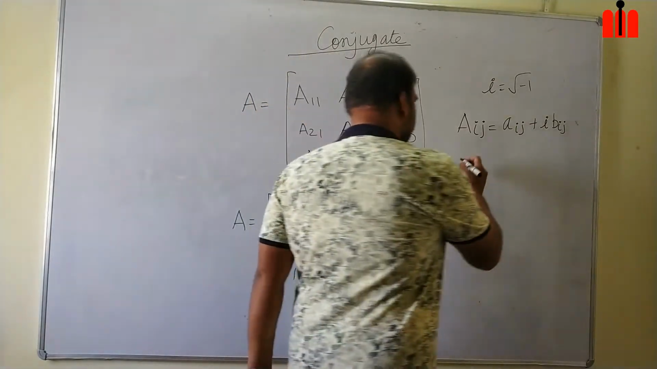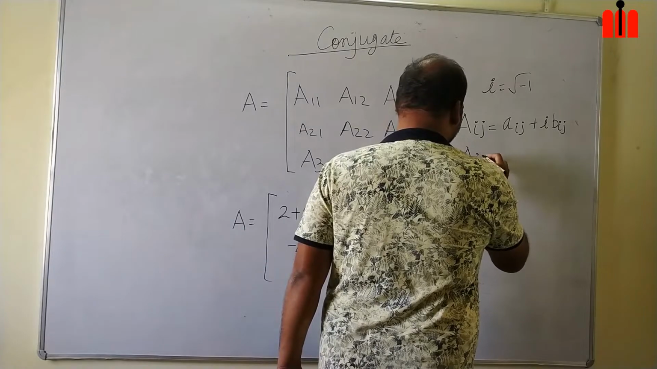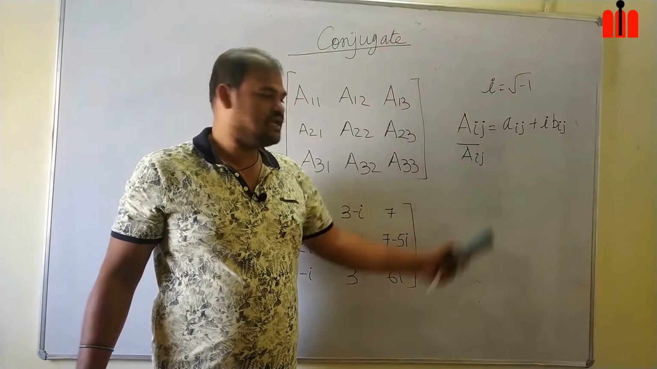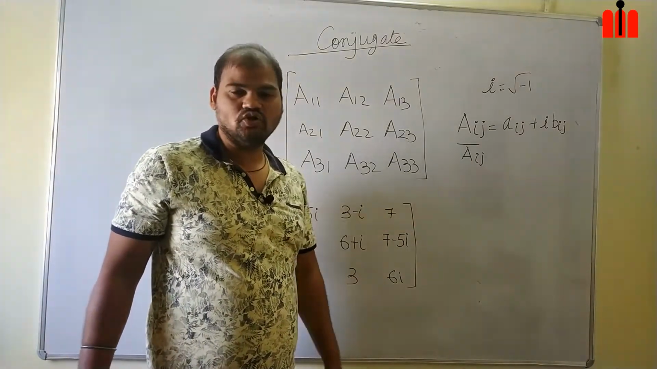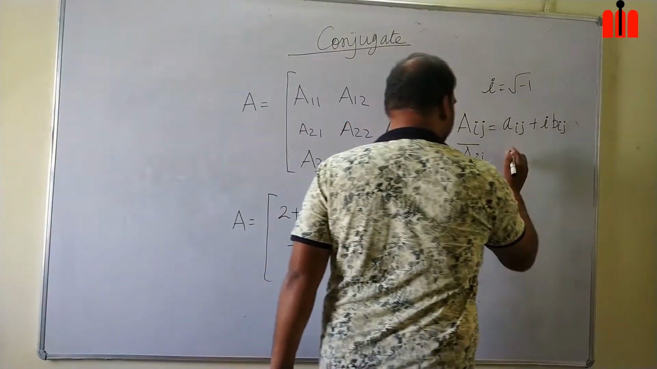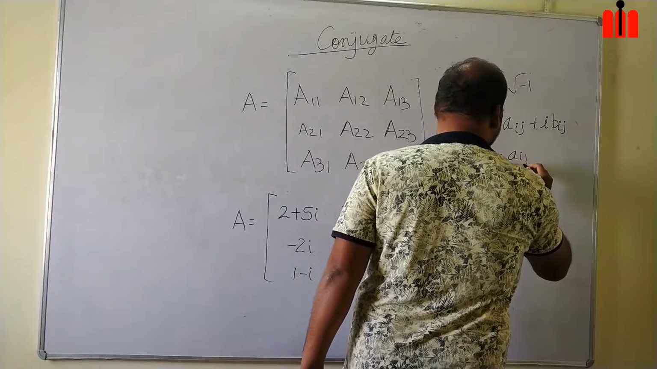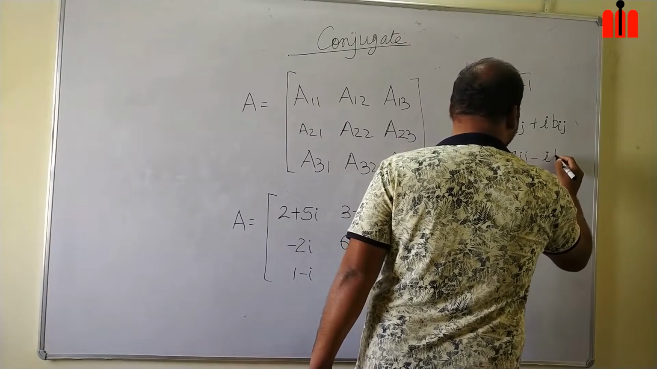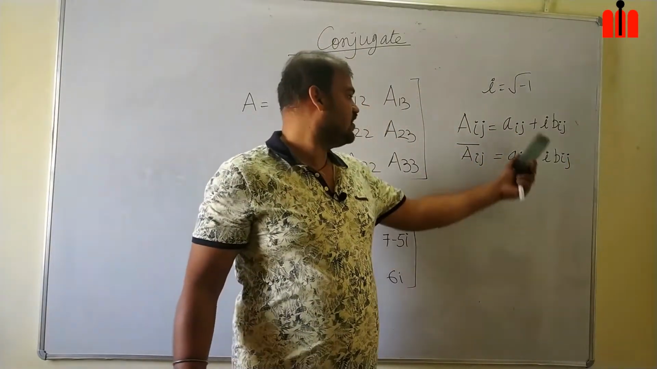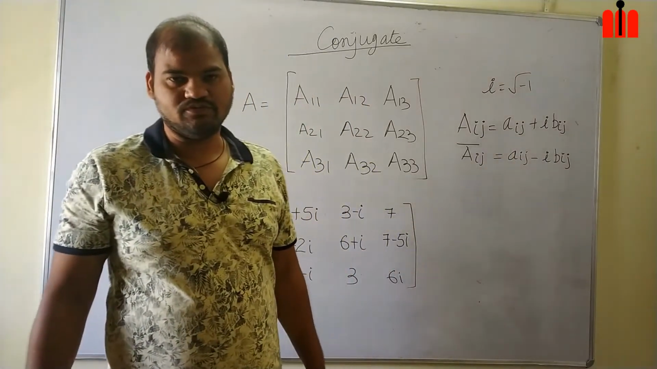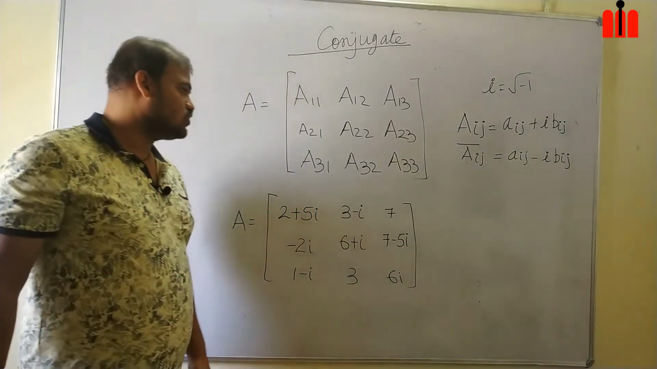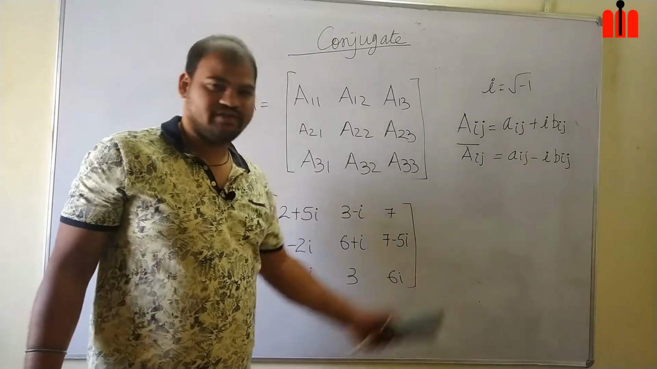So how is the conjugate represented? A conjugate is represented by aij bar. This bar shows that we are taking the conjugate of a complex number. So the conjugate will be aij minus i into bij. Positive became negative; if it was negative, then it will become positive. So this is what a conjugate means, and we represent it with a bar.